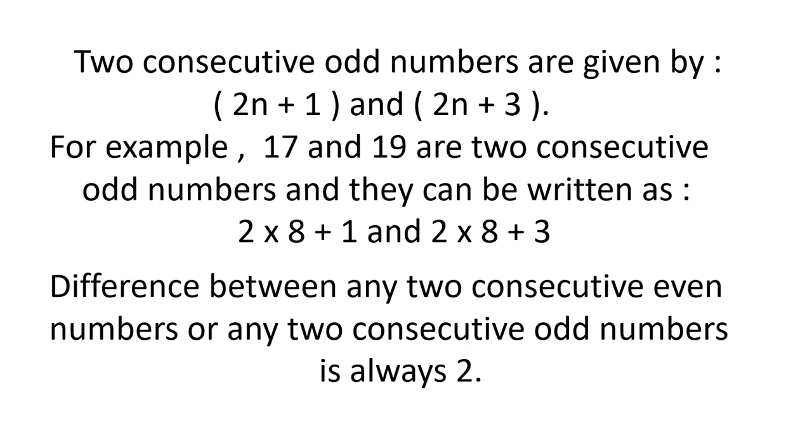The difference between any two consecutive even numbers or any two consecutive odd numbers is always 2. Now be very careful while reading these sentences. The difference between two consecutive natural numbers is 1, but the difference between two consecutive even numbers or two consecutive odd numbers is 2.